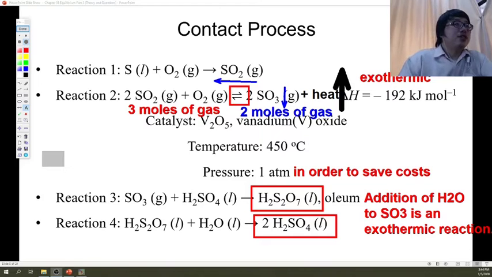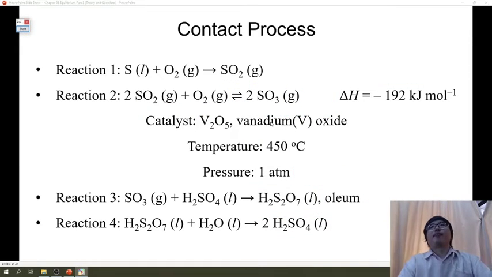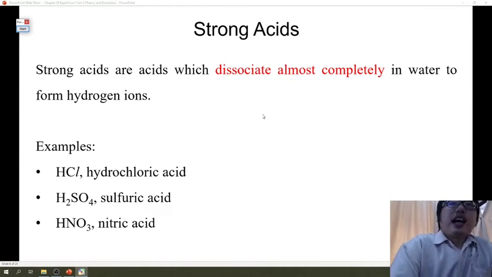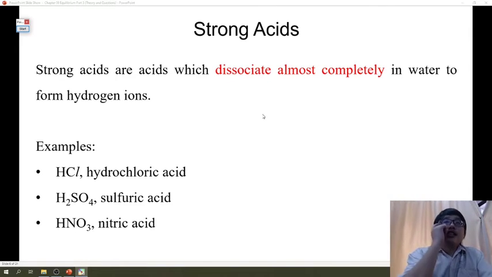So addition of H2O to SO3 is an exothermic reaction. Now we talk about something different. We talk about strong acids. Strong acids are acids which dissociate almost completely in water to form hydrogen ions. Hydrochloric acid, sulfuric acid, nitric acid. The key point is that they dissociate almost completely.